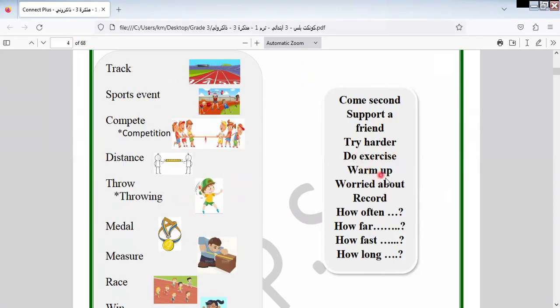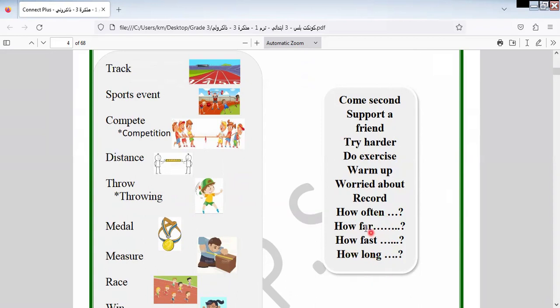Warm up. Here is warm up. In last class we had a warm up, but I can't remember if it was correct or not. Here we have warm up: worried about, record. How often, how far, how fast, how long.